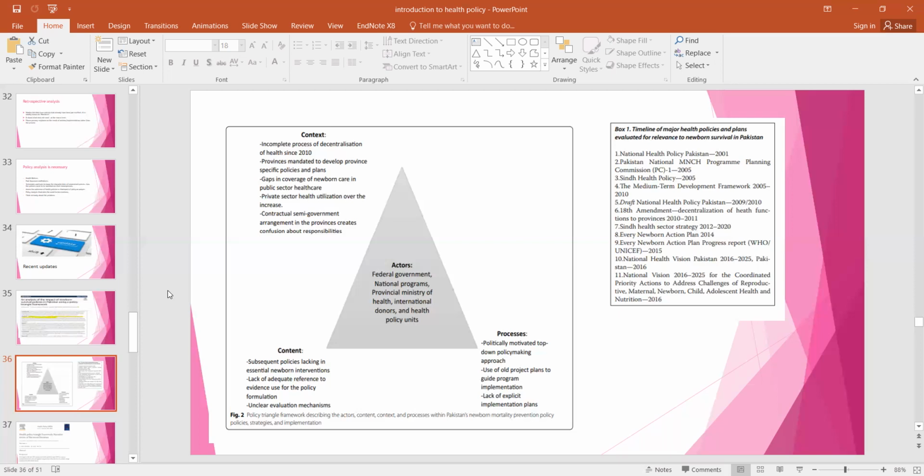The content of these policies: subsequent policies lacked essential newborn interventions, and there was a lack of adequate reference to the evidence used for policy formulation and an unclear evaluation mechanism. In the process, most policies were politically motivated with a top-down policy-making approach, used old project plans to guide program implementation, and lacked explicit implementation plans.